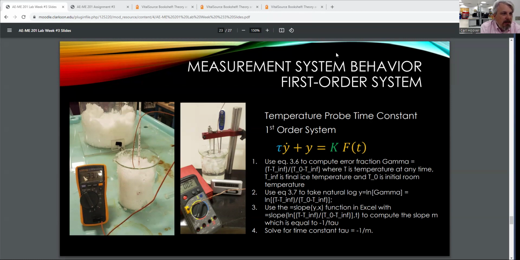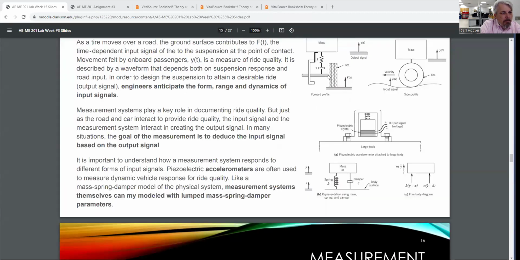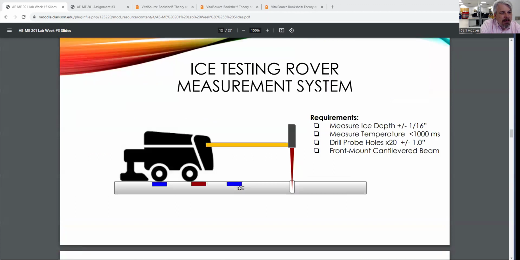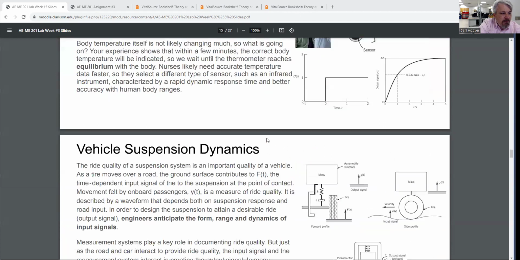So this is being done in the context of an application focused on measuring ice rink ice, where we're trying to design the measurement system for a little rover that can go around the ice and quickly measure depth and ice temperature. So we're doing some initial analysis of behavior of different instruments in order to choose one for a design that would be end mounted on a cantilevered beam on a little rover that could go around the ice and do the job faster than others.